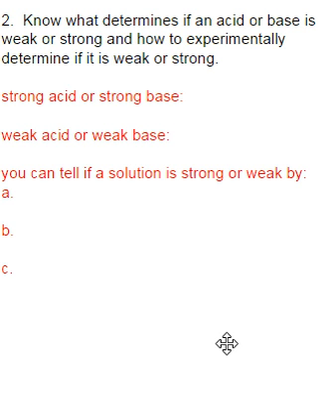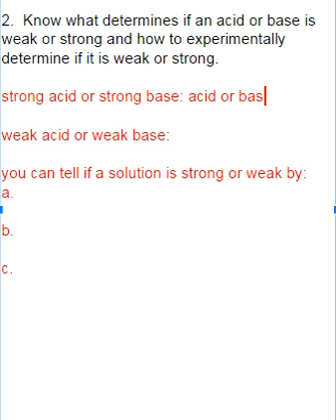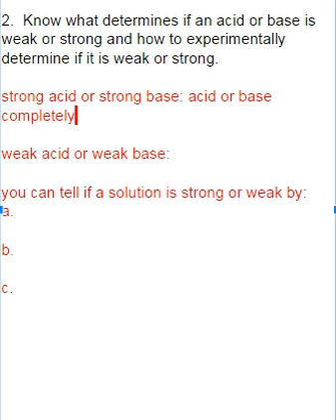Objective number 2 was part of section 18.2. Know what determines if an acid or base is weak or strong and how to experimentally determine if it's weak or strong. So regardless of whether it's an acid or base, when we use the term strong, we mean that the acid or base on the reactant side, what you start with, completely dissociates, or ionizes is the other word for that.